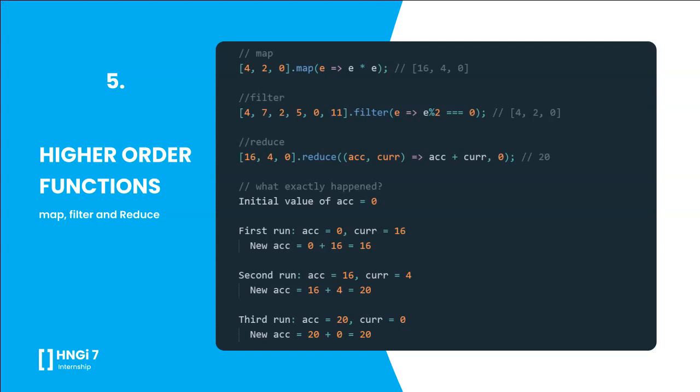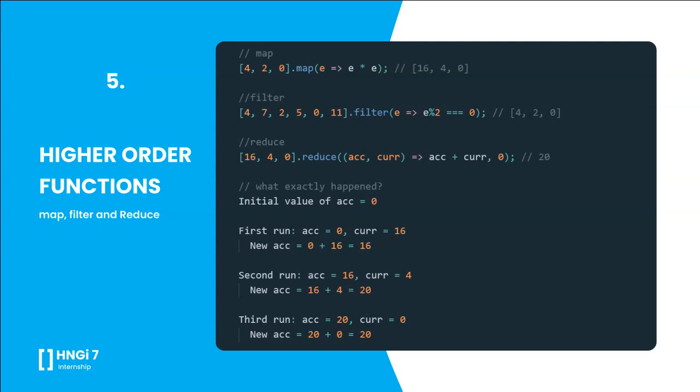So the filter method works the same way as map. We pass a callback function to the filter. So we append the filter method to our array, and we pass in our callback function. In this case, our callback function is going to return an output, and the output will check if the remainder when we divide each element of this array by 2 is equal to 0. When it is true, it is going to return the output. So we are trying to filter the even numbers out of this array.